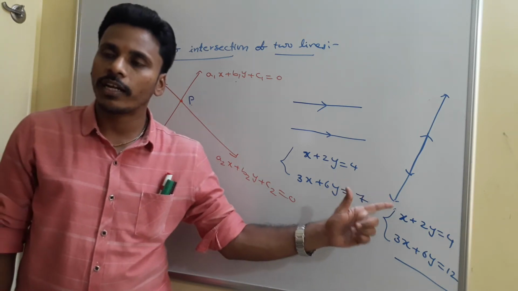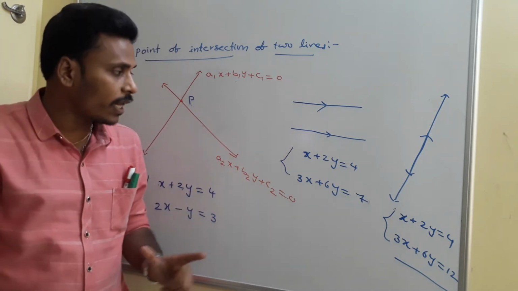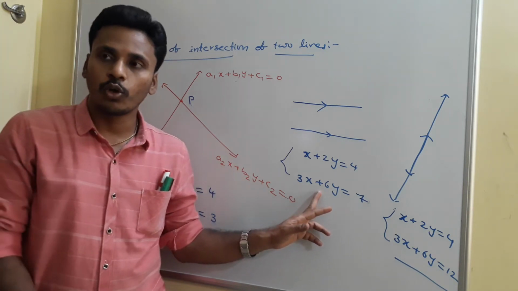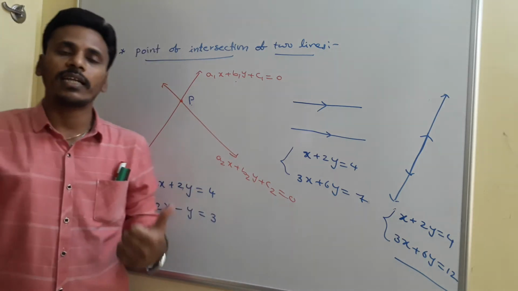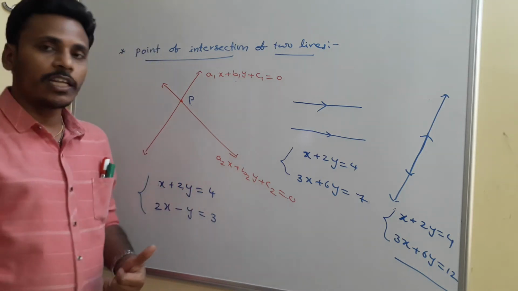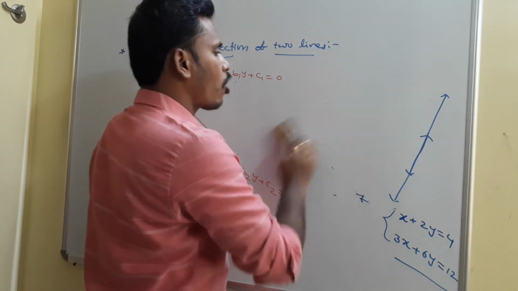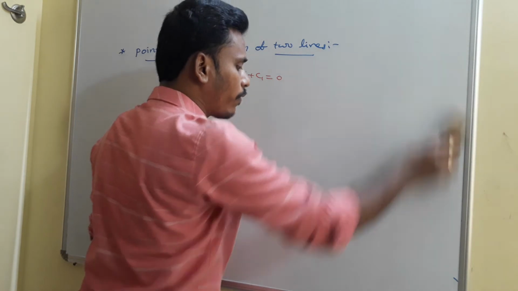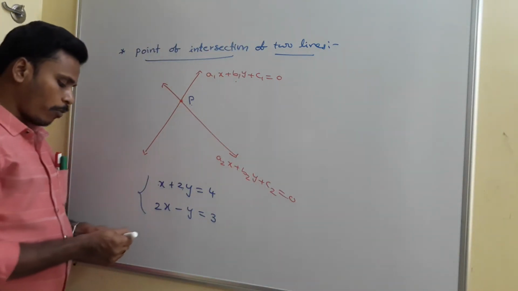If they are coincident, those equations have an infinite number of solutions. If they are parallel, then the equations of the two lines are parallel, so no solution. If the lines are intersecting, then there is one common point for those two lines, and we need to find that common point using any one of our methods, right? And now I am going to solve this particular problem.